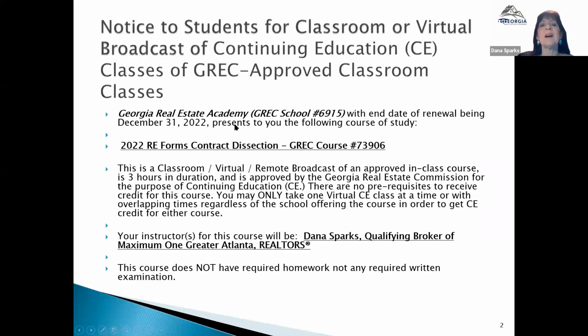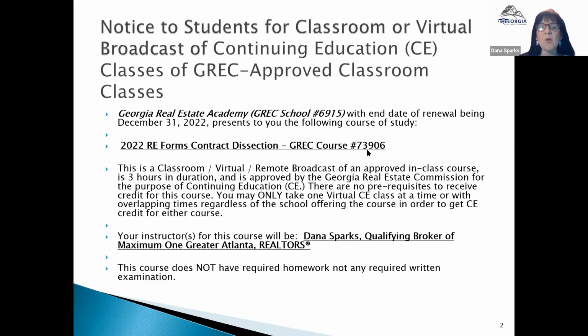Again, the school renews at the end of this year, so I need to send in that renewal. It is GREC School 6915. This is the course RE 2022 RE Forms Contract Dissection, GREC course number 73906. This is a classroom or remote broadcast of an approved in-class course, 3 hours in duration, approved for continuing education. No prerequisites, no homework, and no final exam.